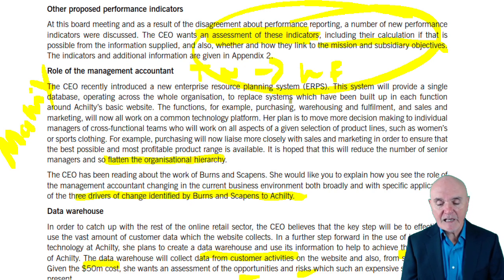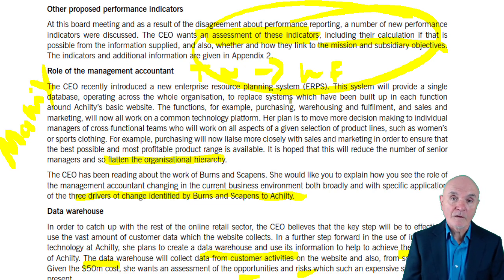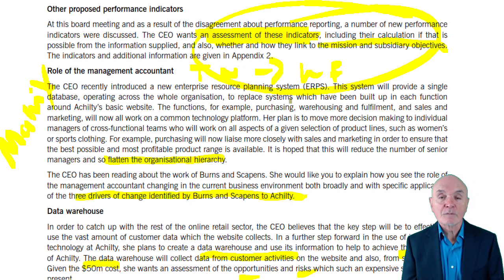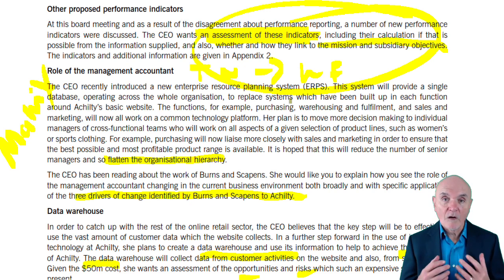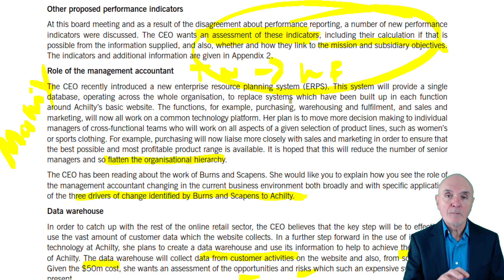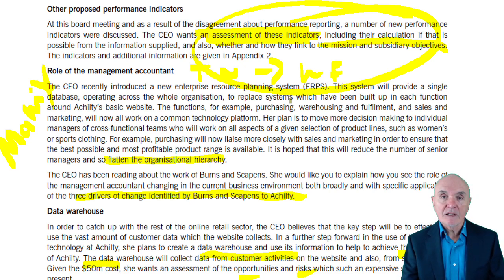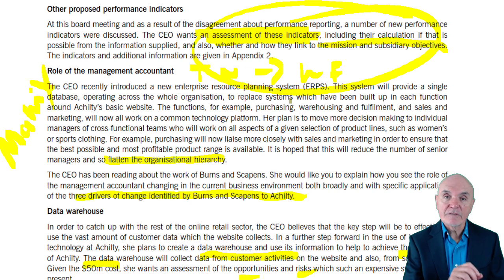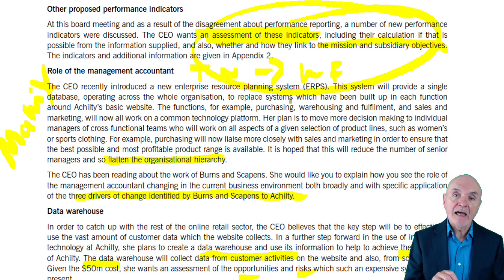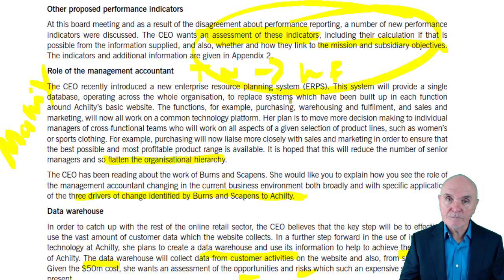Burns and Scapens said, we will allow the management accountant out of his small office in the corner, and the management accountant will now be much more involved, a much more active role in helping other management areas know what information is relevant, collect that information, display that information, and help people to make decisions based on that information.